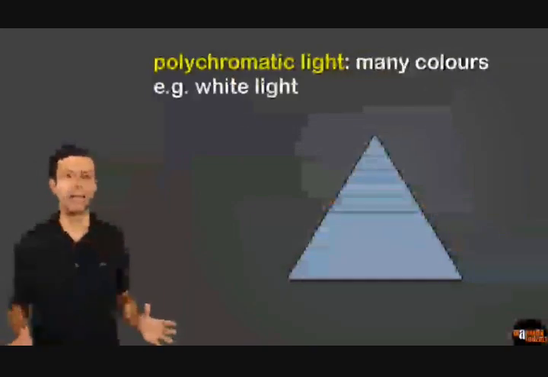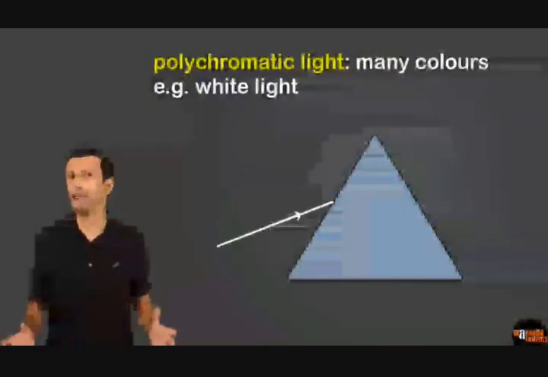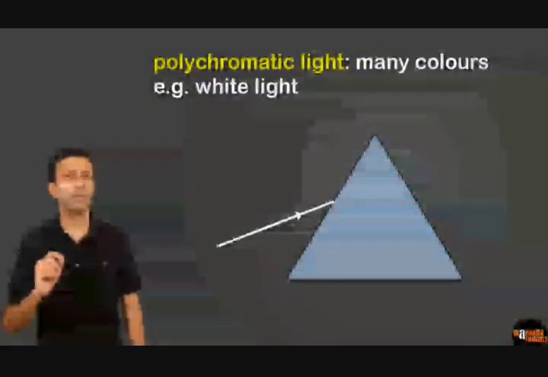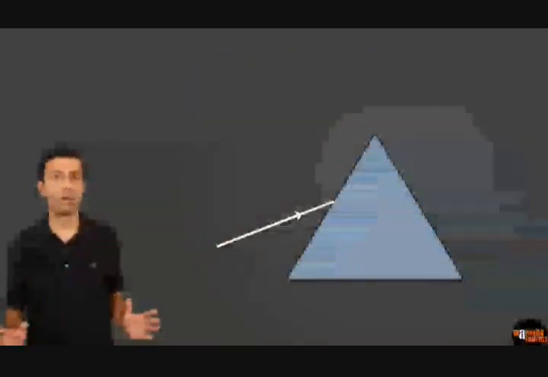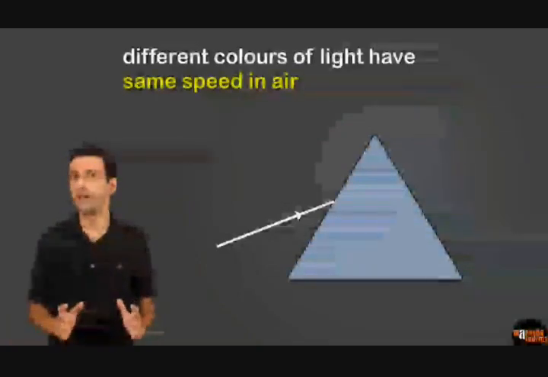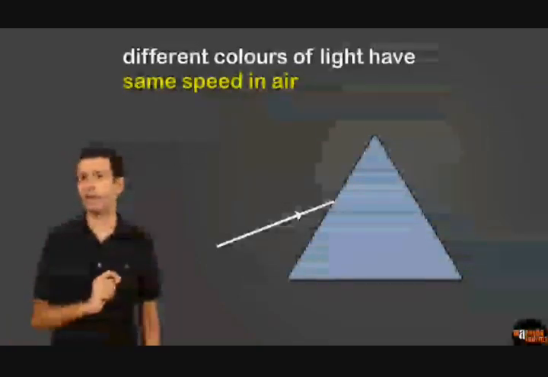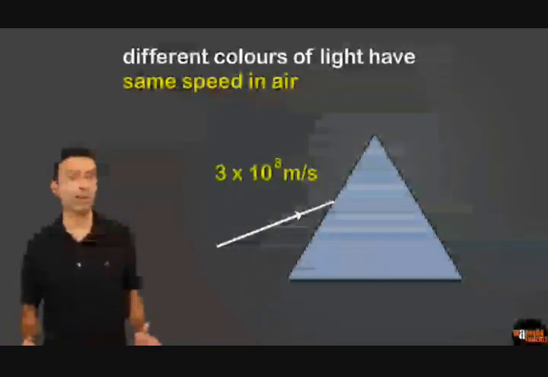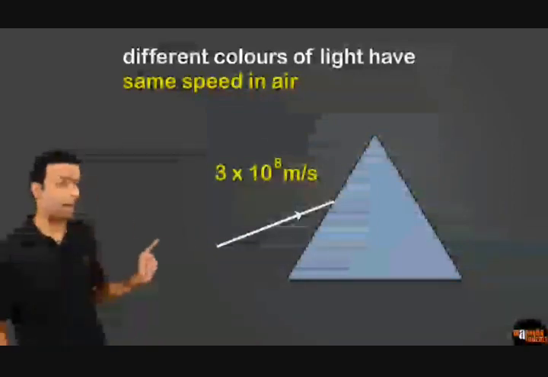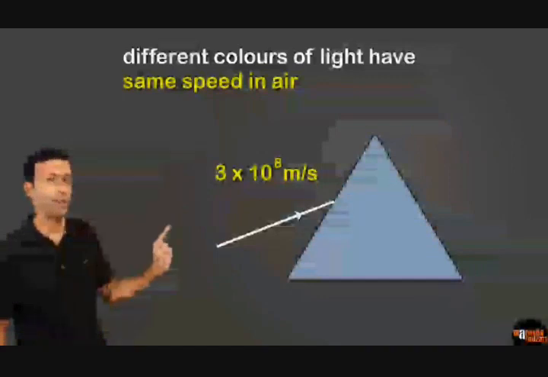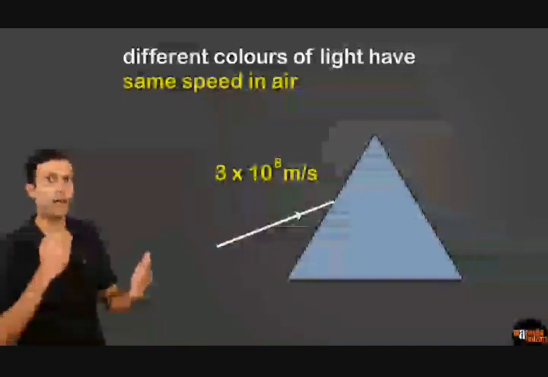Now let's replace the red light with white light. Again, for simplicity, we'll consider that white light is made up of the 7 VIBGYOR colors. Now one important point to remember is that different colors of light have the same speed in air, approximately 3 × 10^8 meters per second. So all our 7 colors are traveling at the same speed in air.